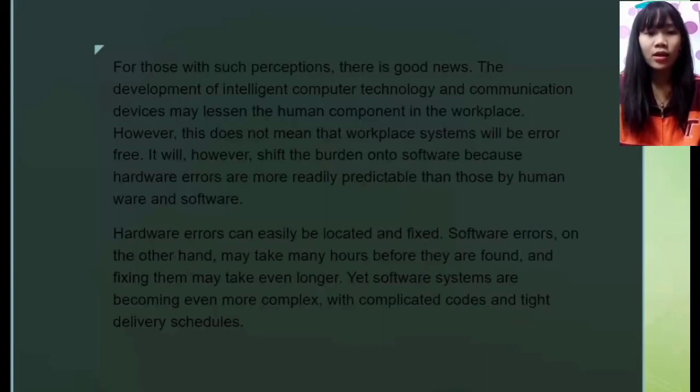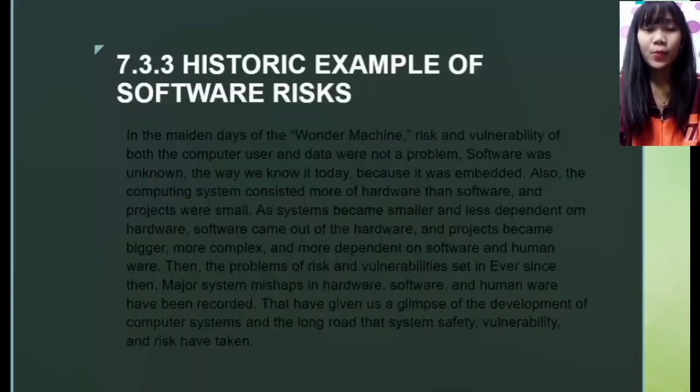Software errors, on the other hand, may take many hours before they are found, and fixing them may take even longer. Yet, software systems are becoming even more complex with complicated codes and tight delivery schedules. Historic example of software risk.